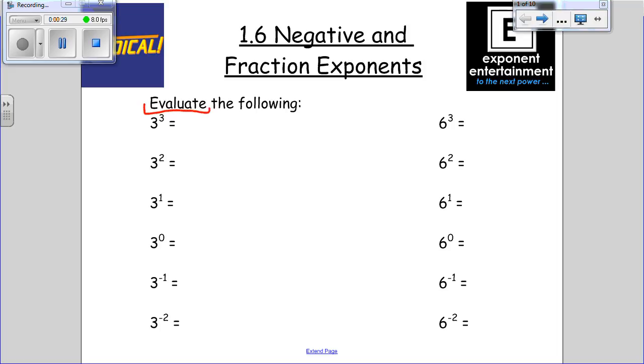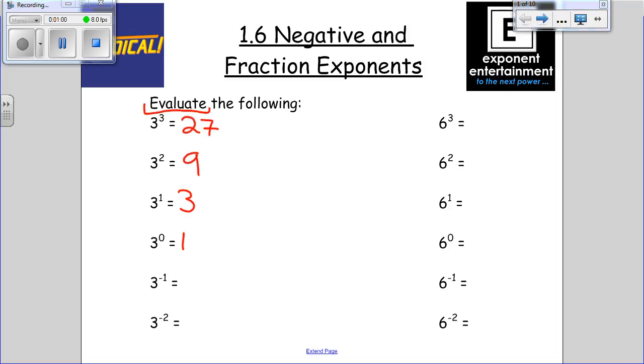So if we do 3 cubed, we know that. If we do 3 to the power of 2, we know that's. If we do 3 to the power of 1, we know that's 3. And what does power of 0 do again? It's equal to 1. So anything to the power of 0 is always equal to 1.